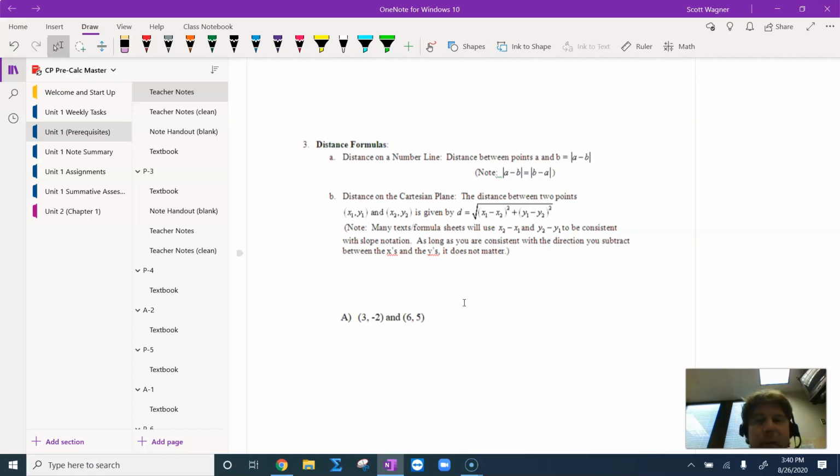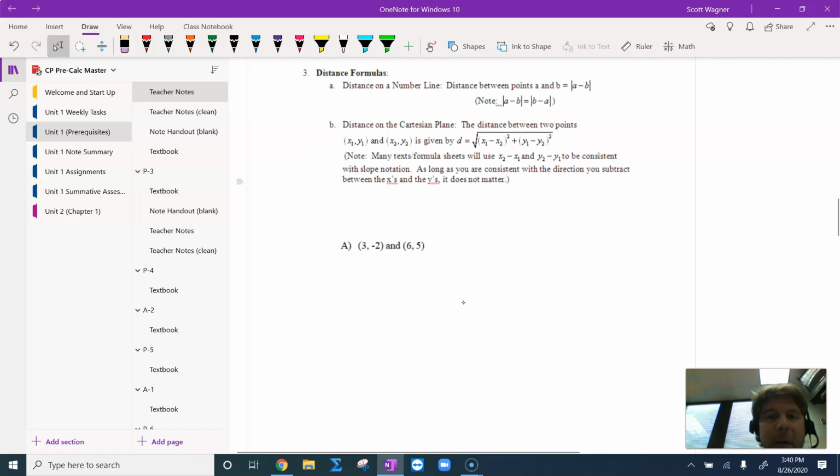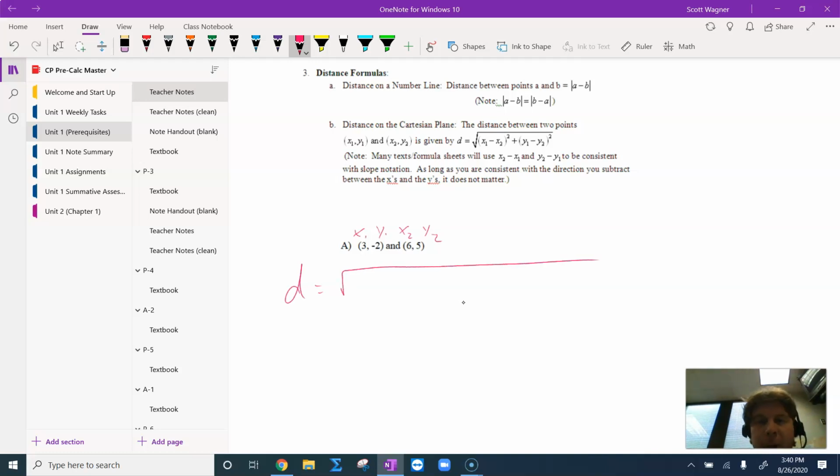If we try this here, you might want to label x1 to be 3, y1 to be 2, x2 to be 6, and y2 to be 5. That's going to tell us our distance is equal to the square root of, notice how long I make that radical, it's a lot of work to go in there. This is x1 minus x2, so this is 3 minus 6, squared, plus y1 minus y2, that's 2 minus 5, squared.